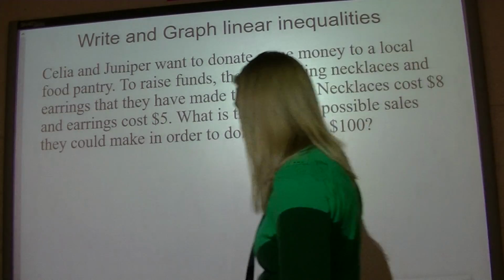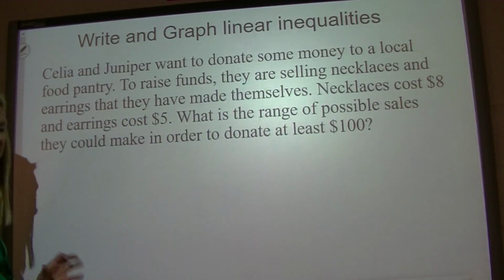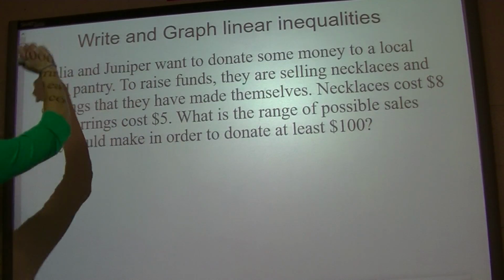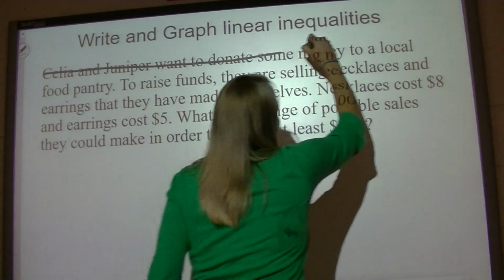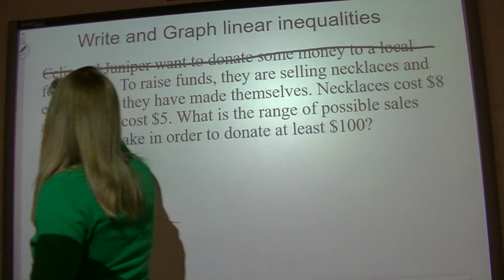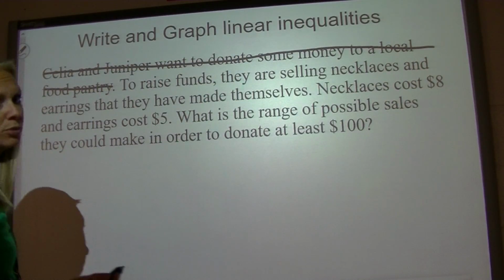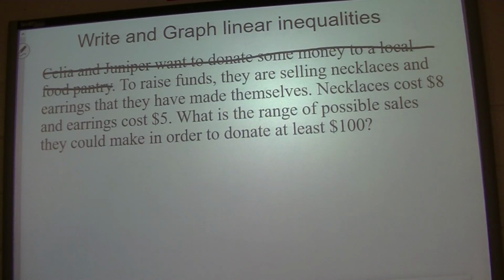Or sorry, $100. We're going to put our close reading skills here to a match. First, we're going to get rid of our unimportant information. So that would be that first sentence. I don't care that Cecilia and Juniper want to donate money. Great. That's not important.